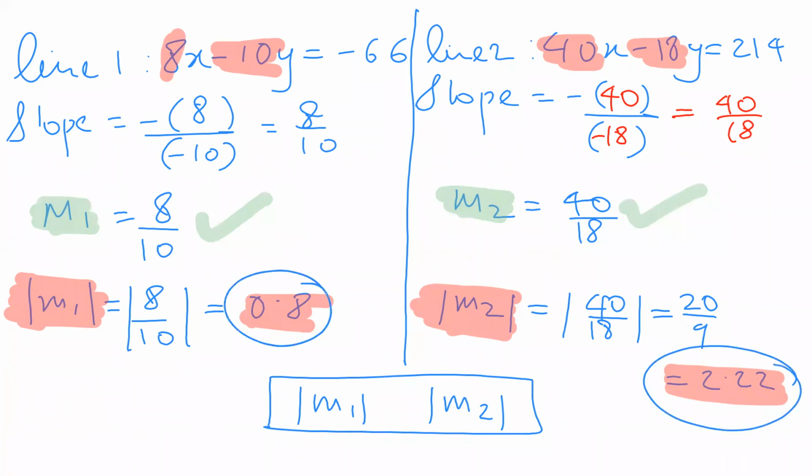2.22 is greater than 0.8. So I'm putting a lesser than sign over here because modulus of M2 is greater than modulus of M1. This value is greater, modulus of M2. Okay, fine. I'm writing this on the next page as well. Modulus of M1 is lesser than modulus of M2 because M2 is greater.